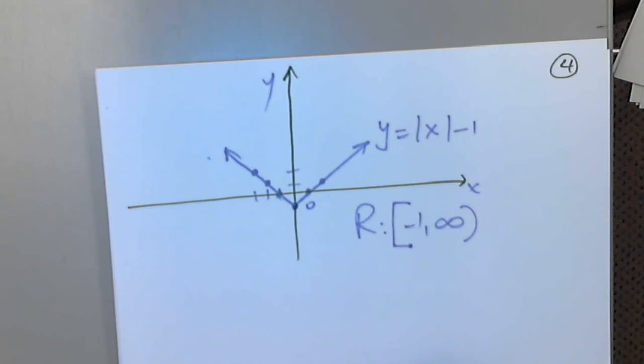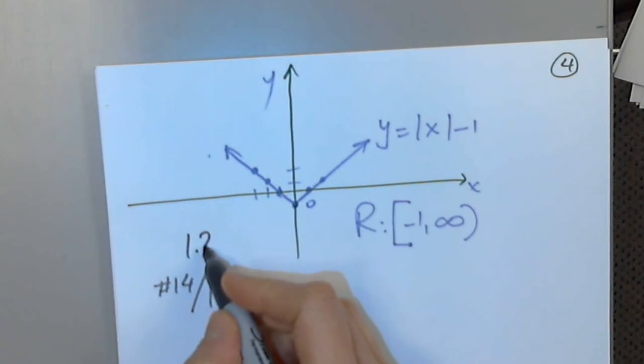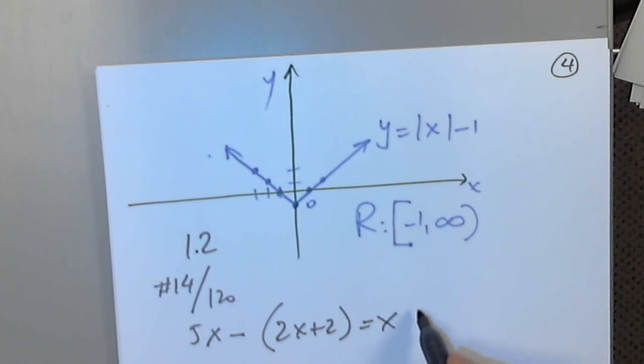Let's say problem 14 on page 120. So this is 1.2. And we have 5x minus quantity 2x plus 2 equals x plus quantity 3x minus 5. I will not hold you over. I only have 2 minutes, and then I'll stop. Okay, what type of equation is this? No variables in the denominator, no product of variables, and the variable has power 1. What can it be? Awesome.